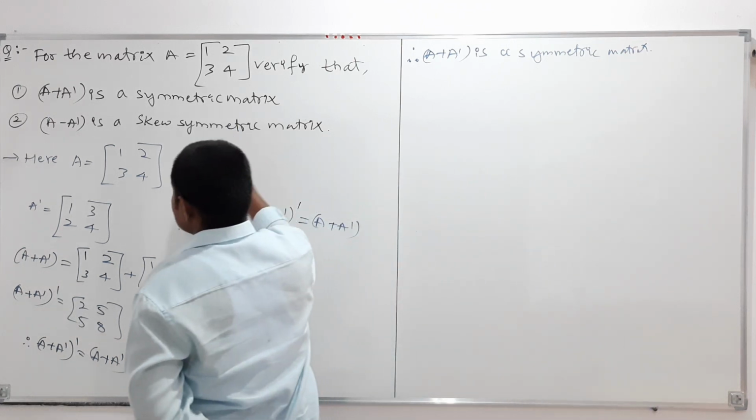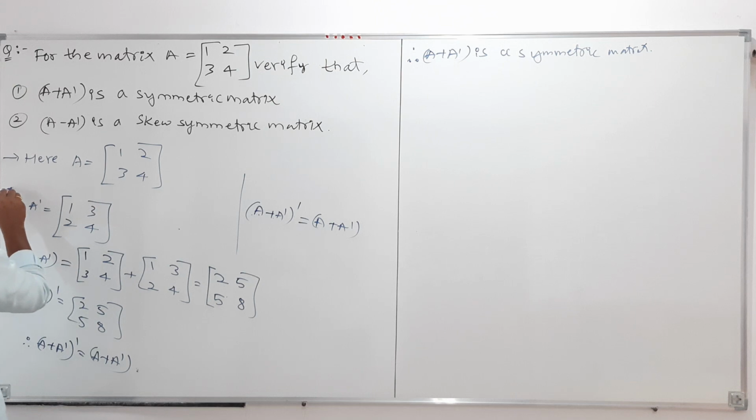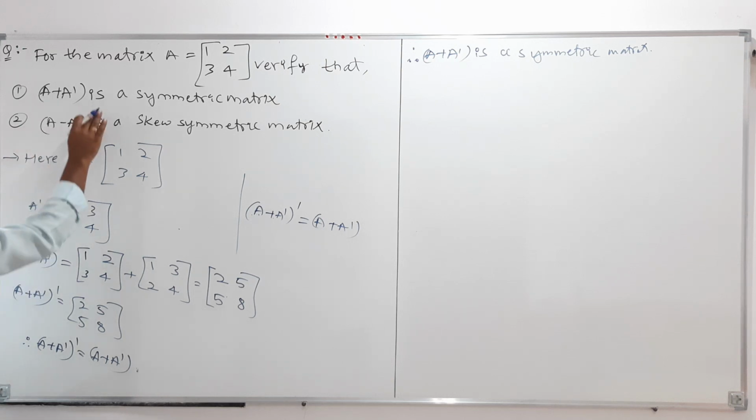Next, we will prove the second part. Whatever I showed here is the first part: A plus A dash is symmetric.